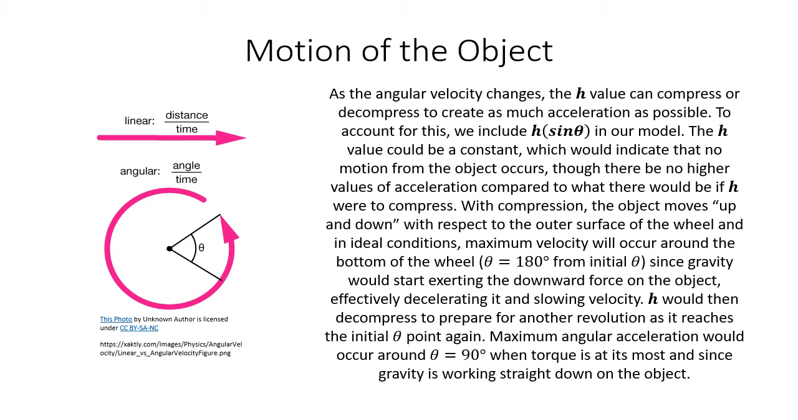With compression, the object moves up and down with respect to the outer surface of the wheel, and at an ideal condition, maximum velocity will occur around the bottom of the wheel, theta equals 180 from initial theta, since gravity would start exerting a downward force on the object, effectively decelerating it and slowing the velocity. h would then decompress and prepare for another revolution as it reaches theta point again. Maximum angular acceleration would occur around theta equals 90 when torque is at its most and since gravity is working straight down on the object.